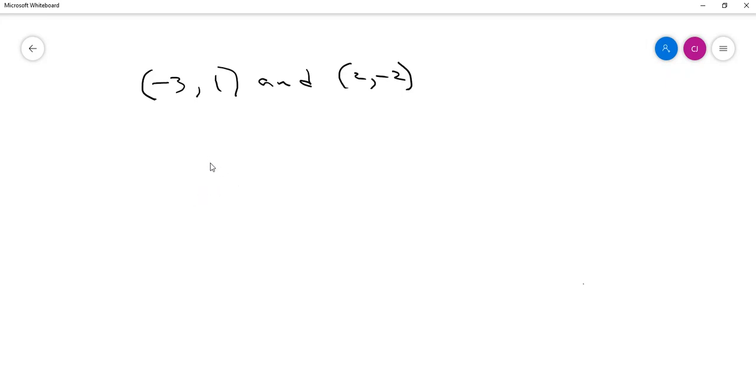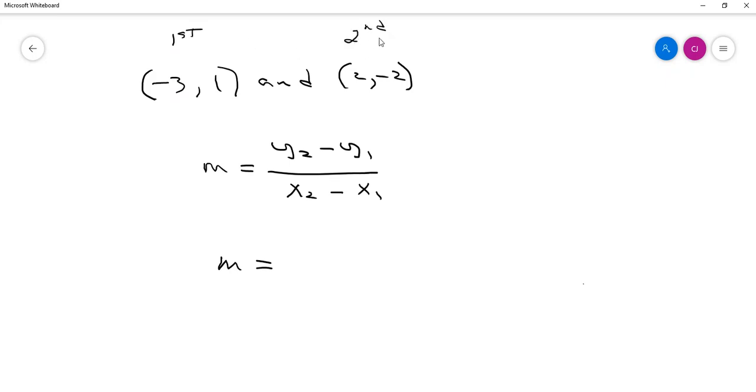Let's write this out. So m is equal to y sub 2 minus y sub 1 over x sub 2 minus x sub 1. That's the formula, and we plug in. Again, we're going to say first point, second point. It doesn't matter which is which.